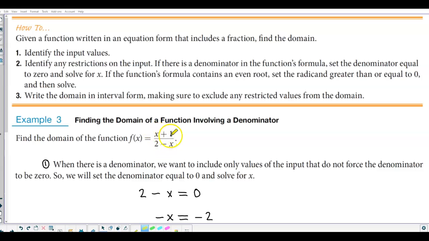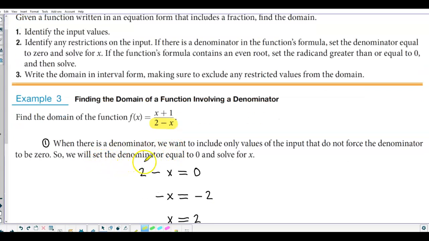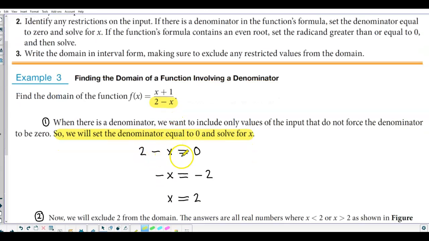So the numerator is not really what we need to worry about, because what makes this undefined is the denominator being 0. So we need to focus on the denominator. So we will set the denominator equal to 0 and solve for x, so we can figure out what x would be to make the denominator 0. So we have 2 minus x is equal to 0, and then we're going to solve this equation.